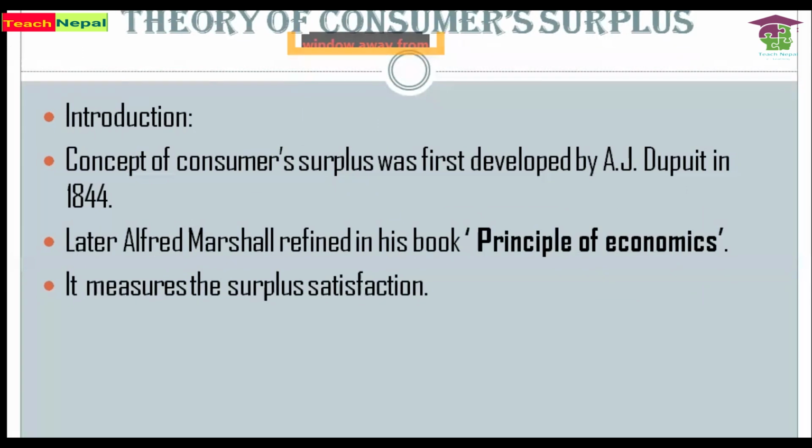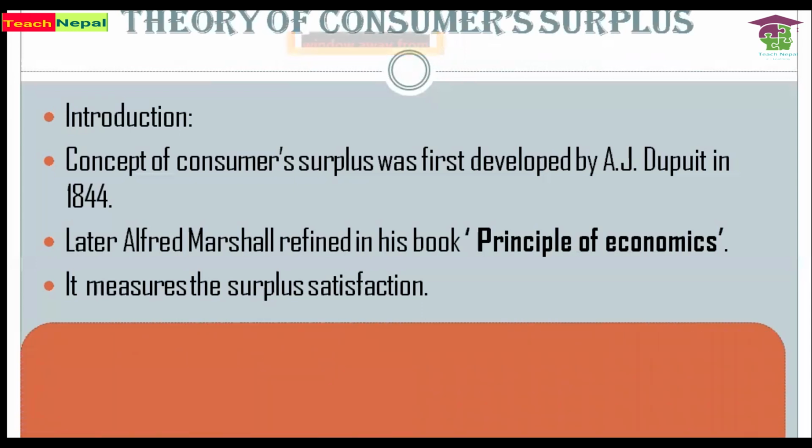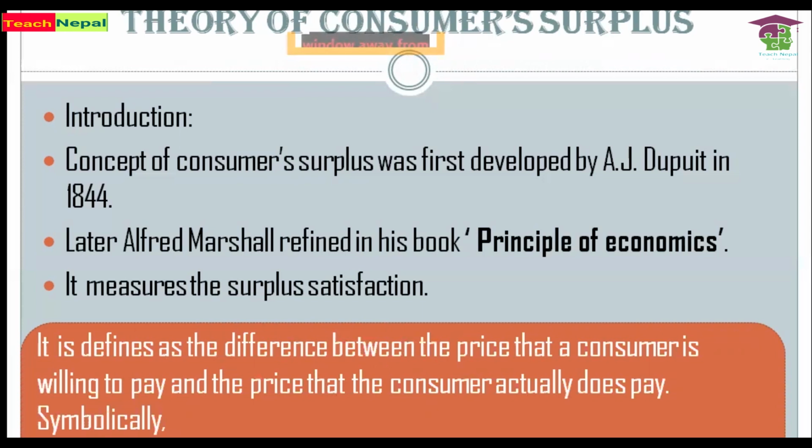Actually, the theory of consumer surplus measures the surplus satisfaction of the consumers. Here, a simple definition is presented. It is defined as the difference between the price that the consumer is willing to pay and the price that the consumer actually does pay. Symbolically, consumer surplus is expressed as willing price minus actual price, or CS equals WP minus AP, where CS represents consumer surplus, WP represents willing price, and AP represents actual price.